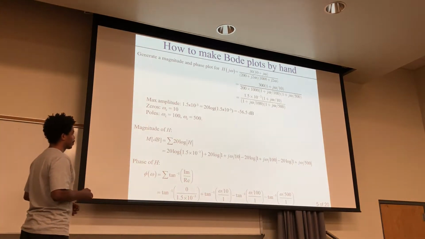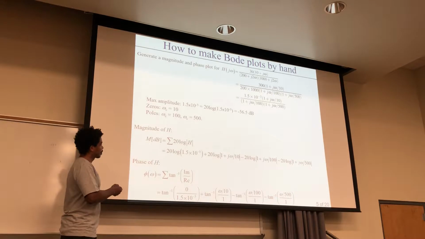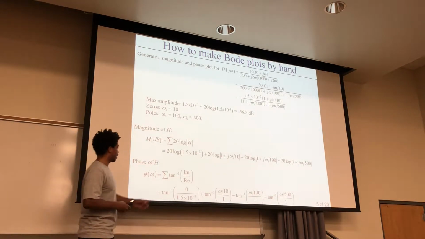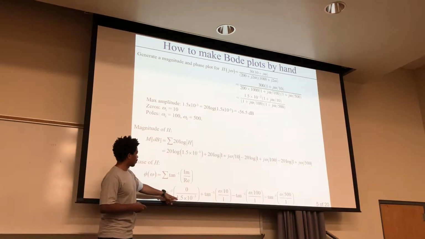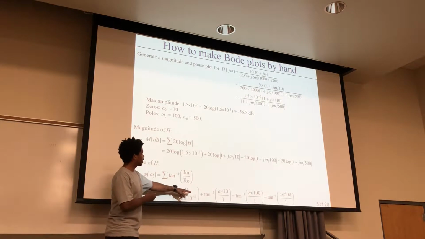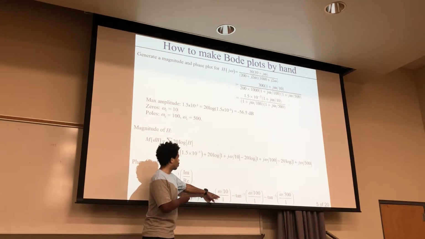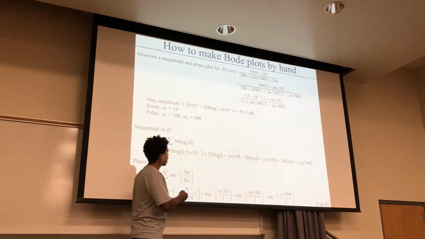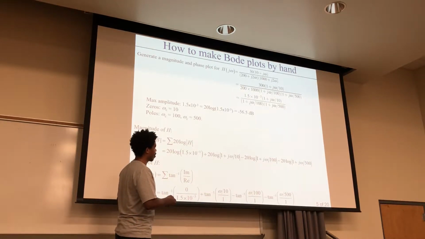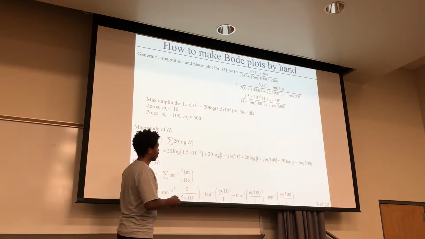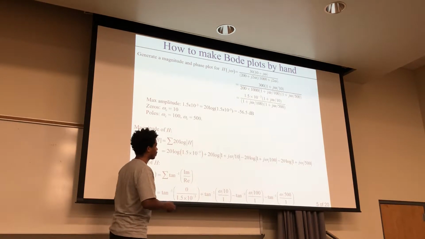This one doesn't have any imaginary part, so that's just 0 over the real part, plus this, which is the imaginary part over the real part, minus this part, which is imaginary part over the real part, and this part, which is imaginary part over the real part.